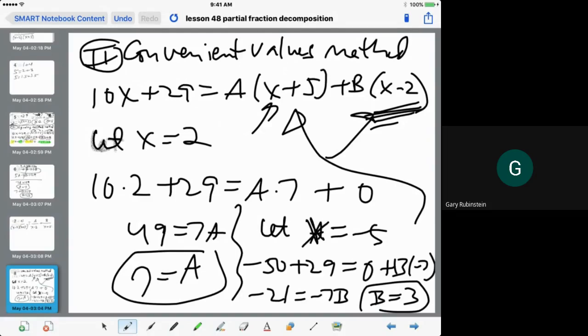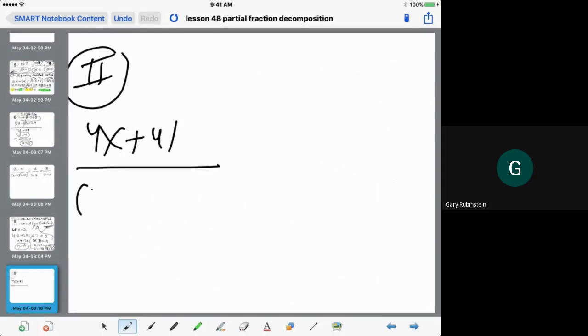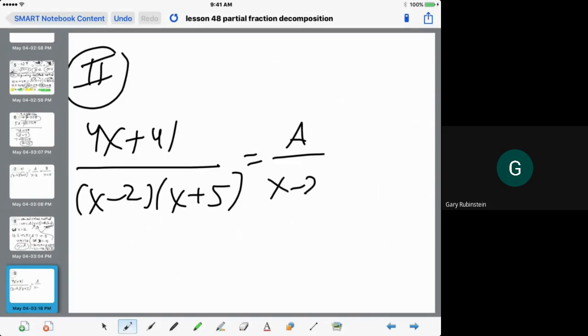Okay, would you take a minute now to practice the convenient value method for 4x plus 41 over x minus 2, x plus 5. Even though there's a bit of a controversy about whether this second method, as easy as it is, is actually mathematically legal to do, assuming it is legal, would you go ahead and use the second method?